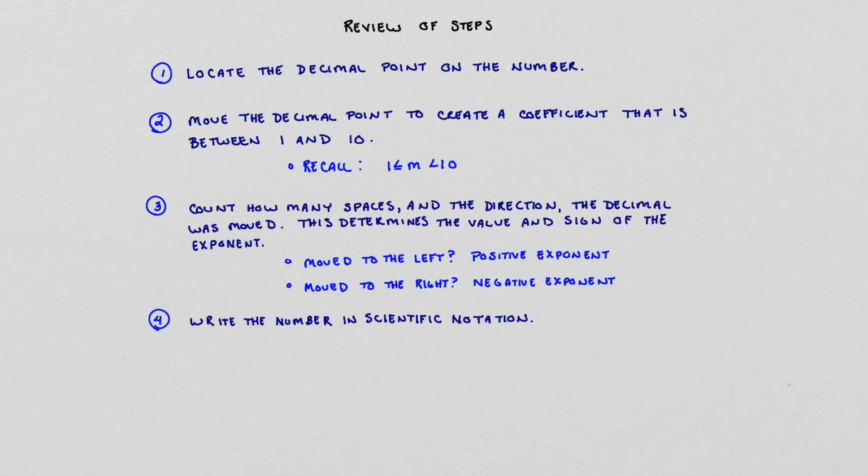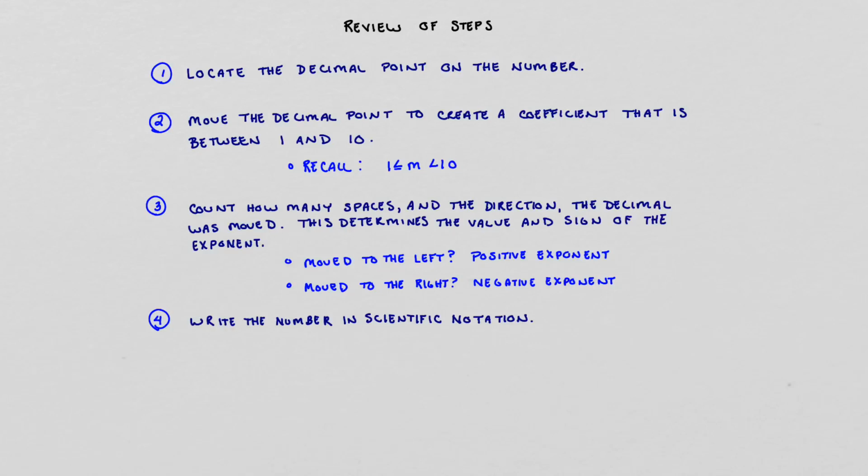Let's review the steps. 1, we want to locate the decimal point on the number. 2, we want to move the decimal point to create a coefficient that is between 1 and 10. Specifically, we want that coefficient to either be equal to 1 or it can go up to, but not include, 10.